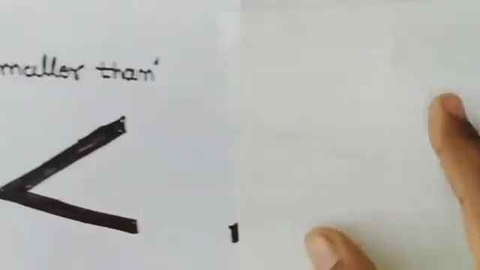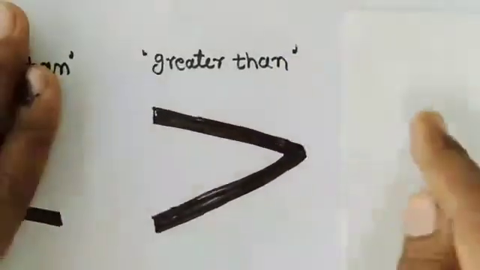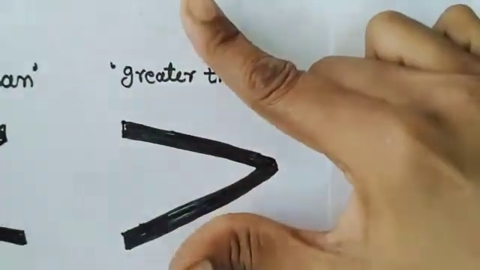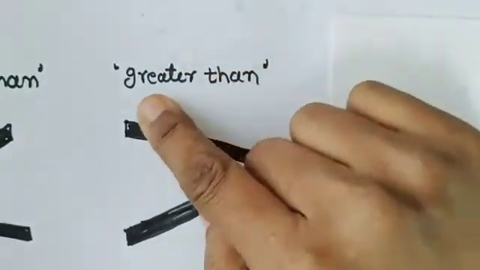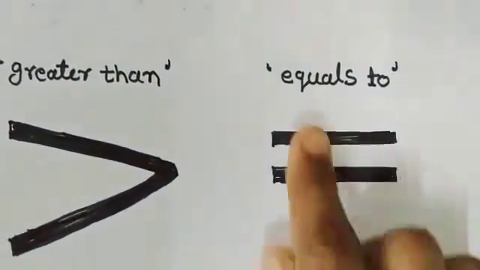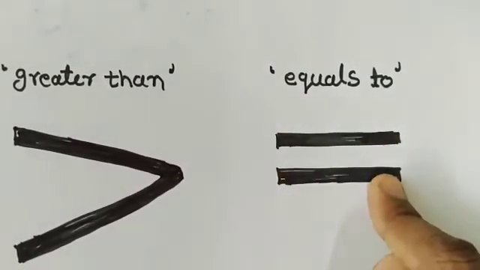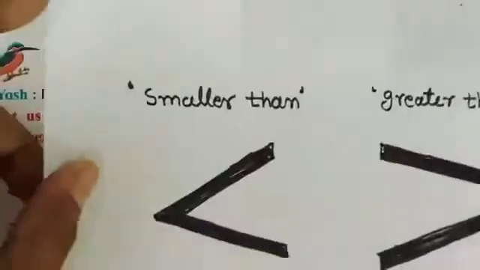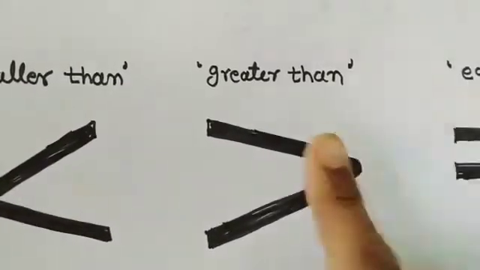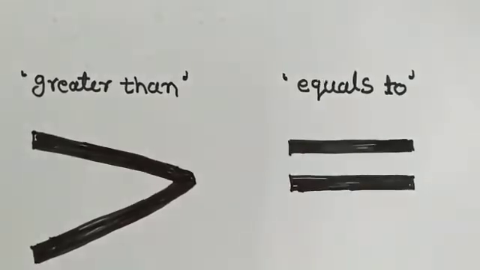Okay, and this is the sign of greater than. If you open your fingers and thumb of your right hand, you will get the symbol of greater than. And this is the symbol of equals to. So children, again, this is the symbol of smaller than, this is the symbol of greater than, and this is the symbol of equal to.